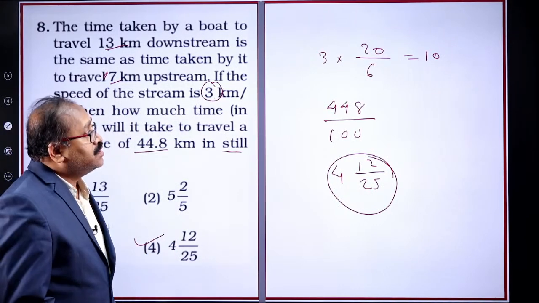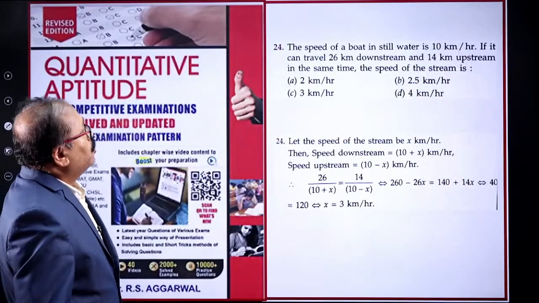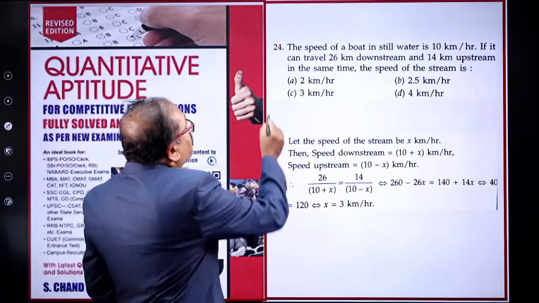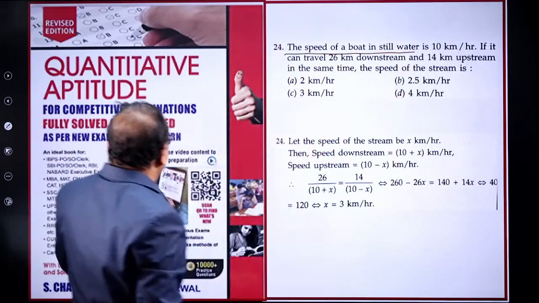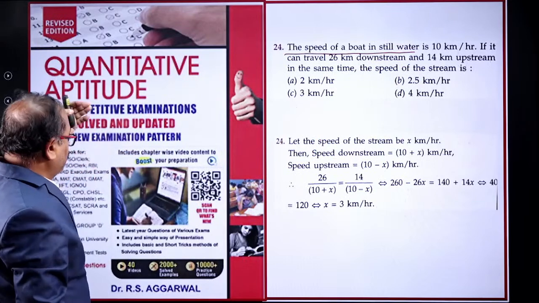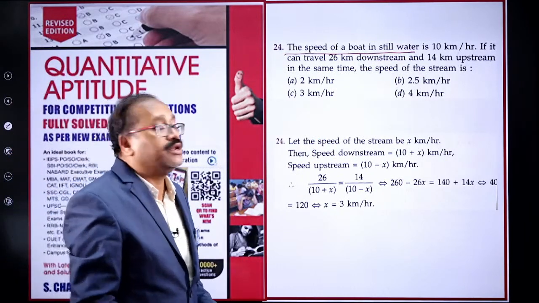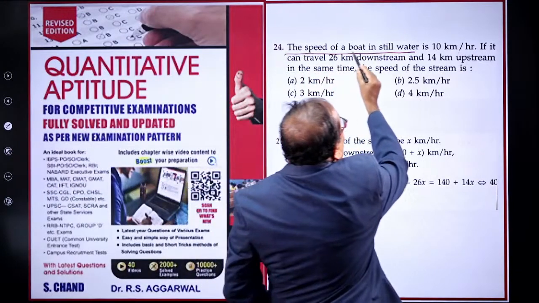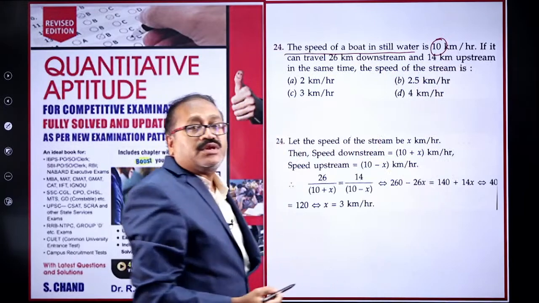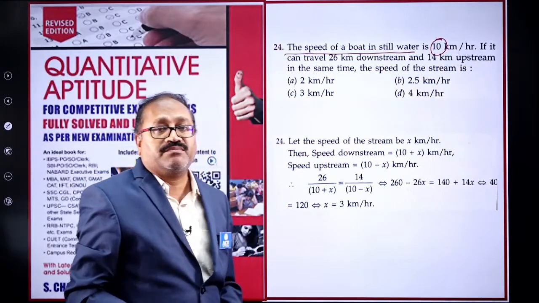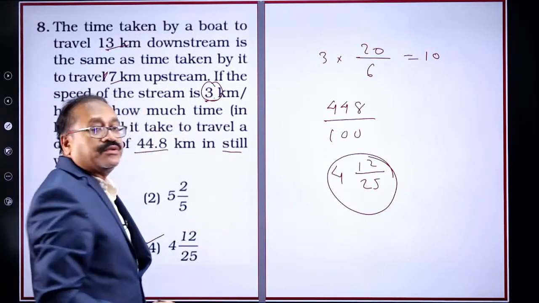Okay. I'll give one question for you to answer. Now, look at this question. Here the speed of the boat in still water. This is again the previous, this is R.S. Agarwal, whose book all over India is very famous. So the speed of the boat in still water is 10 kilometer per hour. Speed of the boat is given this time. In the previous question, the speed of the stream was given.